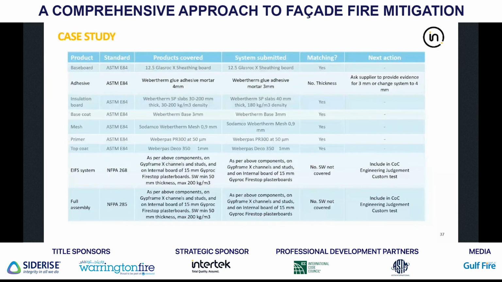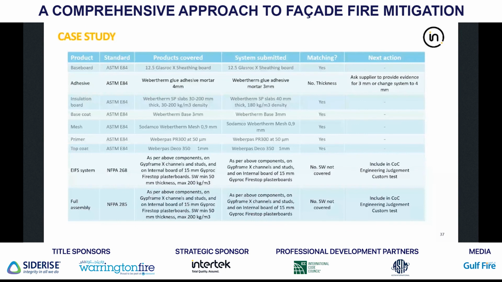So just to close up, what would we advise in this case? We were talking about a 3 mm versus 4 mm, a 1 mm difference. You still have to reject it in the initial stage, but either ask the supplier to provide evidence for 3 mm or change the system to 4 mm. The moment they apply 4 mm thickness, you would be okay.